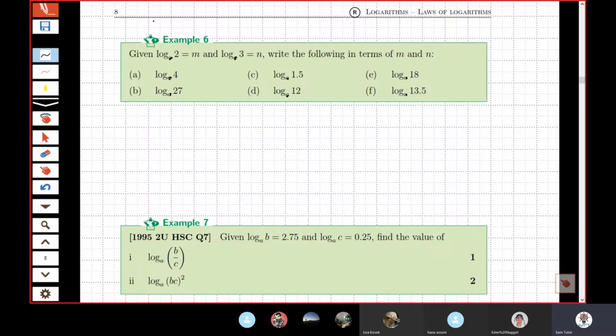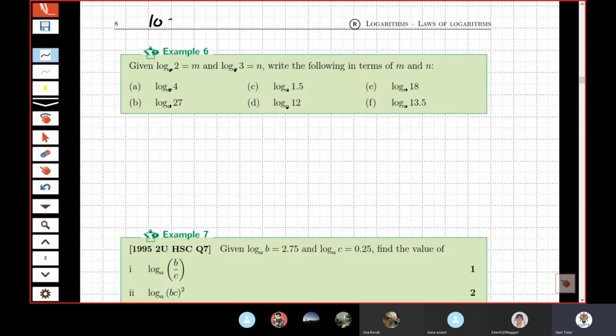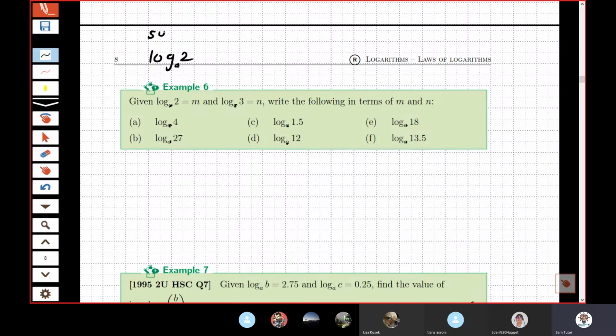The way we say it, if you want to have the A in there, I say it like this, but your teachers might say it differently. Log 2 sub-base A equals M. But I'm going to start ignoring the A. I'm just going to say log 3 is equal to M, just so it's a bit easier for us to read and understand today. So log 2 equals M. Log 3 equals N. The question says, write the following in terms of M and N.